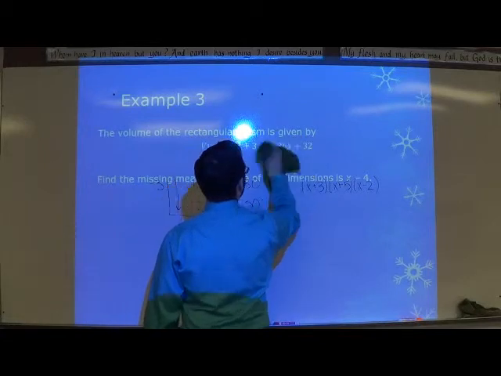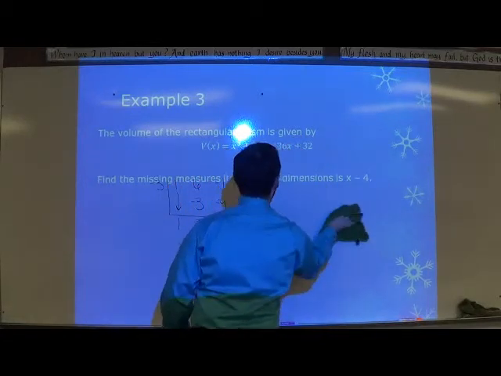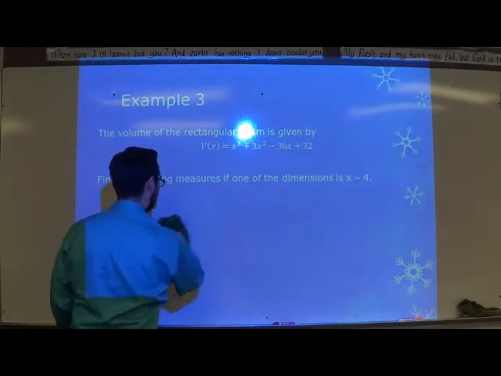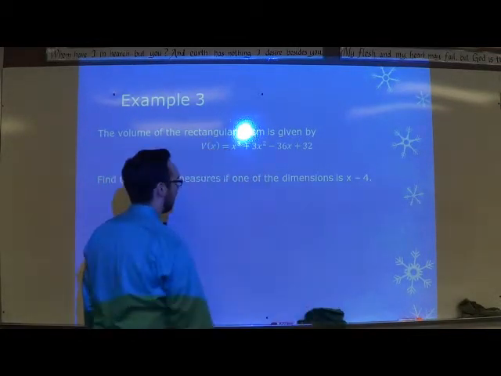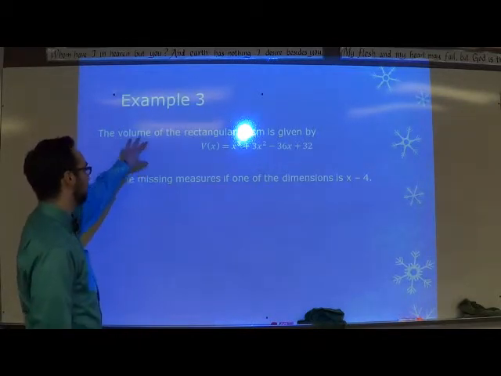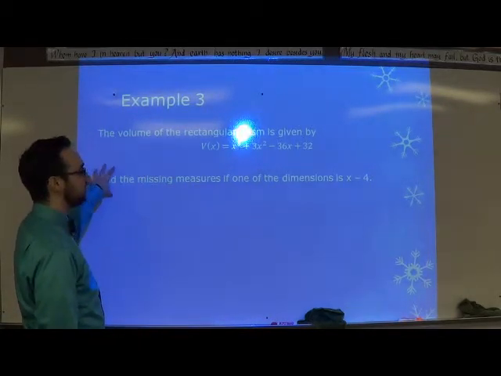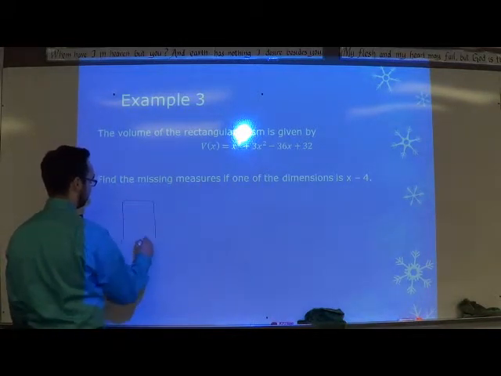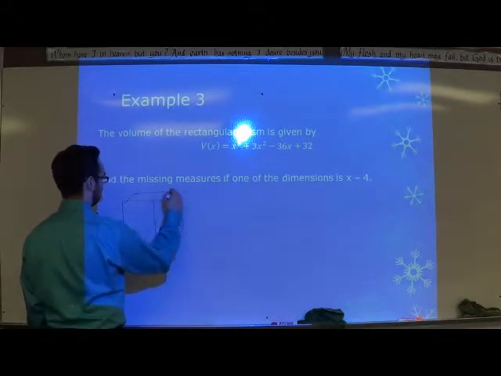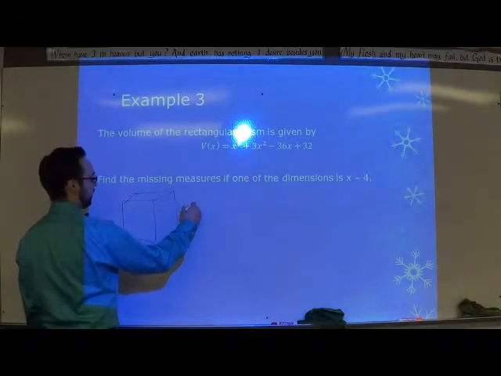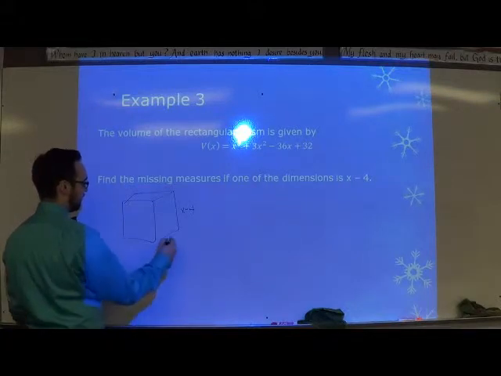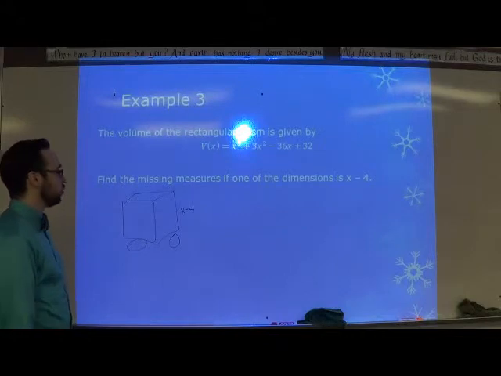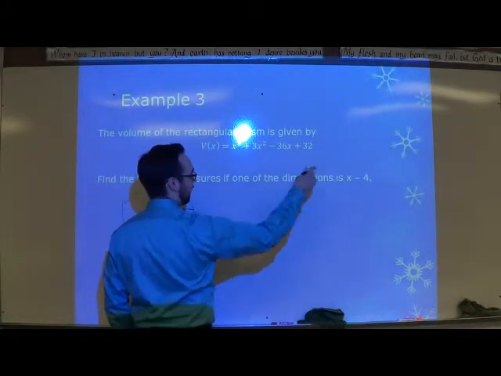So another example. Now, this is using volume and things, but don't let it throw you off from what they're really asking you. This is some test taking advice, because they would give you this type of problem on an SAT test. And they would say, here's the volume of a rectangular prism. Find the missing measures if one of the dimensions is x minus 4. So if you have some cube, and I know one of the dimensions is x minus 4, they want me to find the other two dimensions, right?